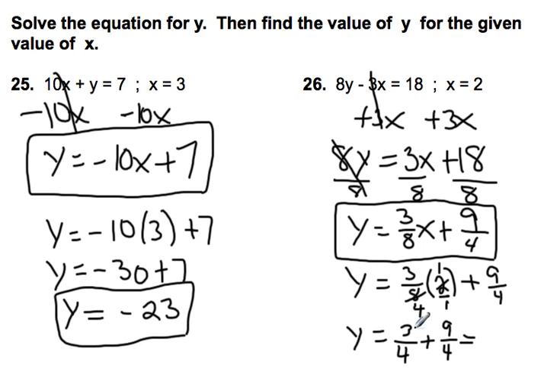Now I can add straight across the top. 3 plus 9 is 12. So it would be 12/4. And that is also known as 3. So that would be the second part of our answer, 3.